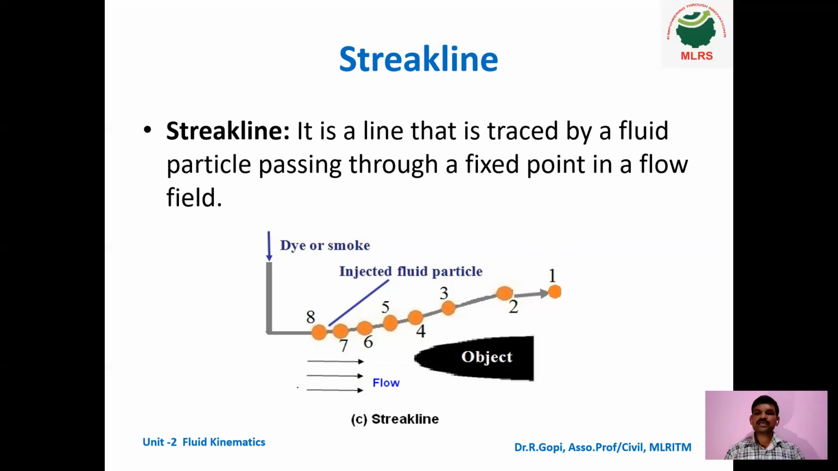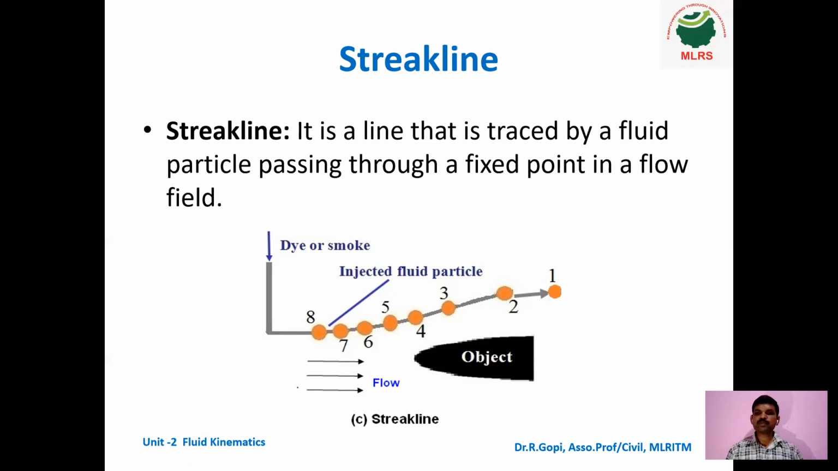So that line is called a streak line. It is a line that is traced by fluid particles passing through a fixed point in a flow field. So we can trace the movement of the fluid particle from that line. From that agarbatti smoke, we can easily understand the movement of the air in that room.